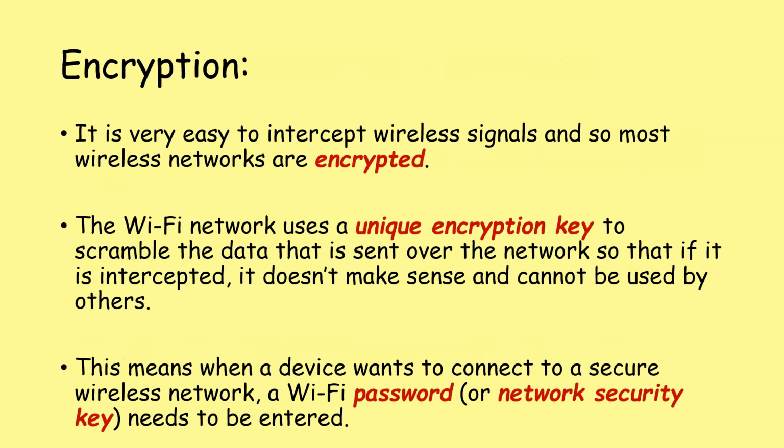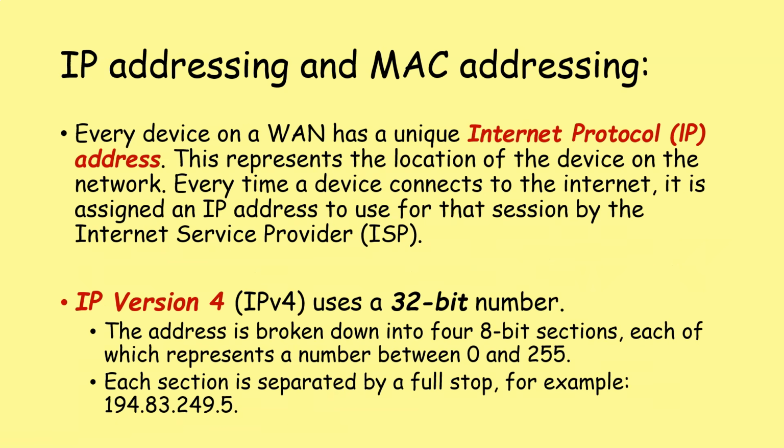Encryption. It is very easy to intercept wireless signals, and so most wireless networks are encrypted. The Wi-Fi network uses a unique encryption key to scramble the data that is sent over the network, so that if it is intercepted by an unauthorized party, it doesn't make any sense and cannot be used. This means when a device wants to connect to a secure wireless network, a Wi-Fi password/network security key needs to be entered.